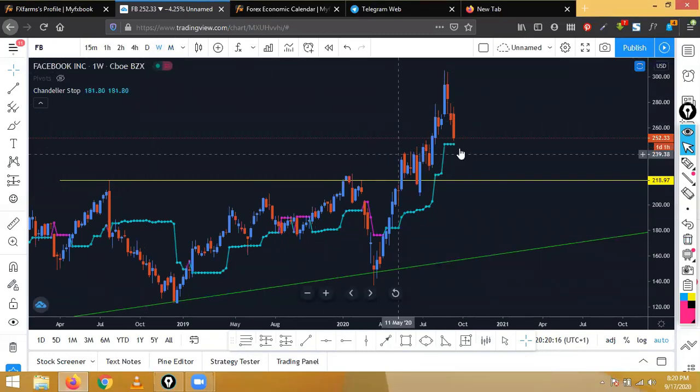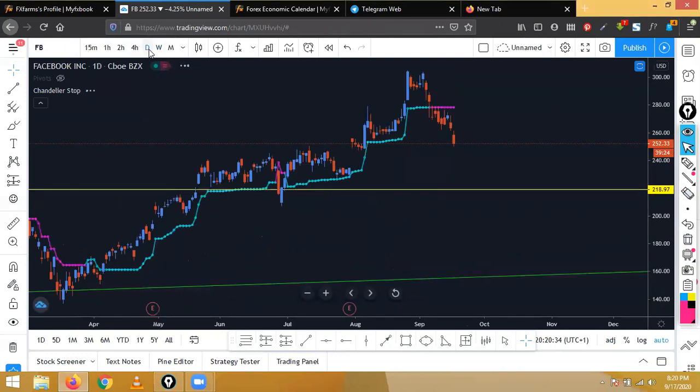Okay, so right now, if you are a long-term trader and you are buying the Facebook stocks, here will be your SL if you are trailing your stock, 240. But if you are a swing trader, you won't be buying, but you will be selling. So your trail stop now will be around here, 280.